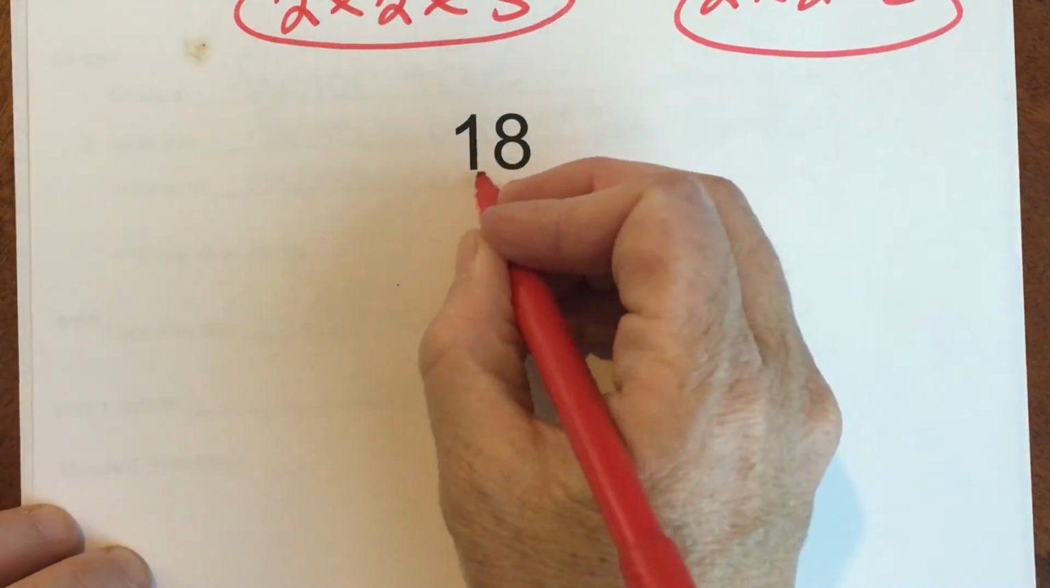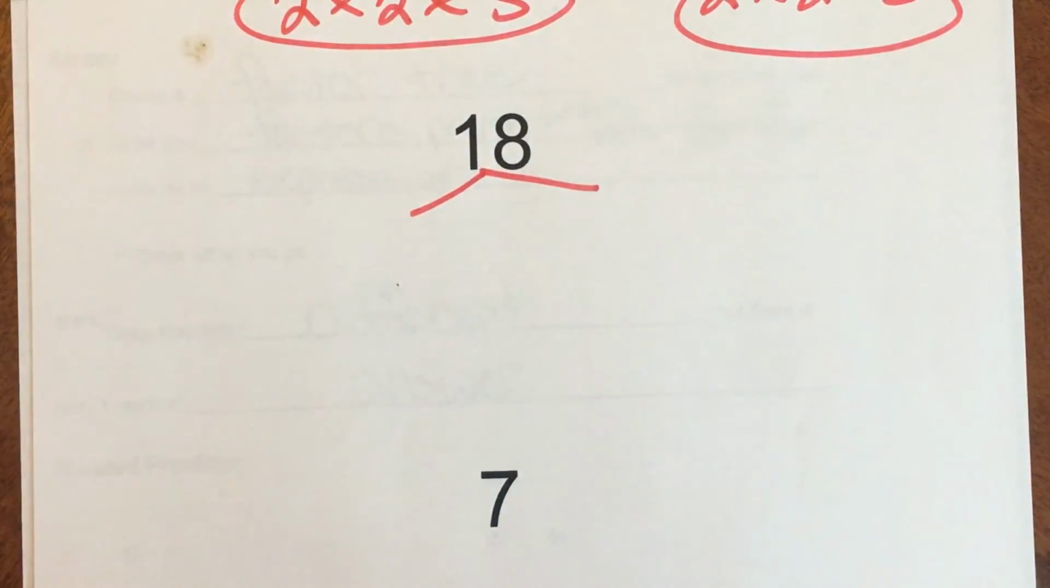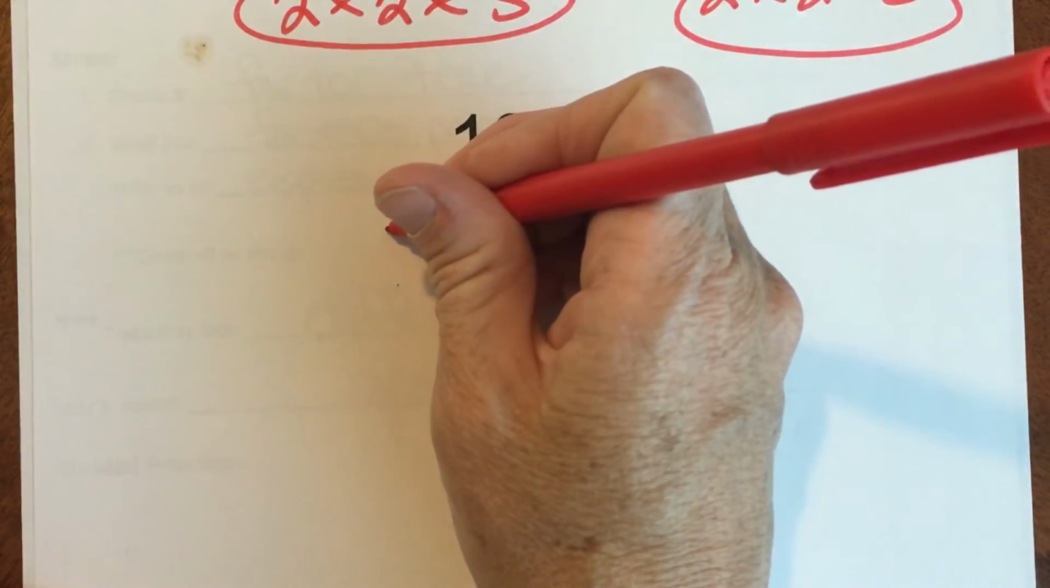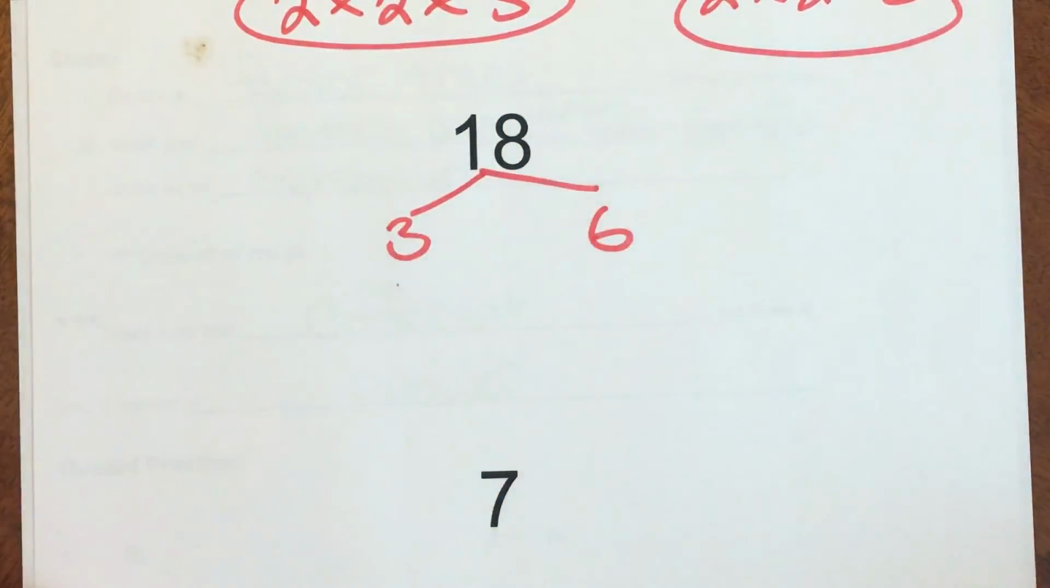18. So hopefully you're thinking ahead of me. What can I break 18 up into, what factors without using 1? Well, not 1 times 18. I could say 2 times 9. I could say 3 times 6. I think I'll go with 3 times 6.